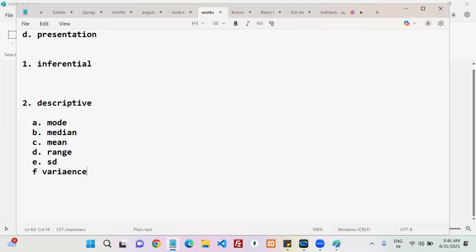Okay, by using descriptive statistics, we can find how the data set is distributed. So, mode means the value in my data set that you frequently observe. That value we can call the mode.